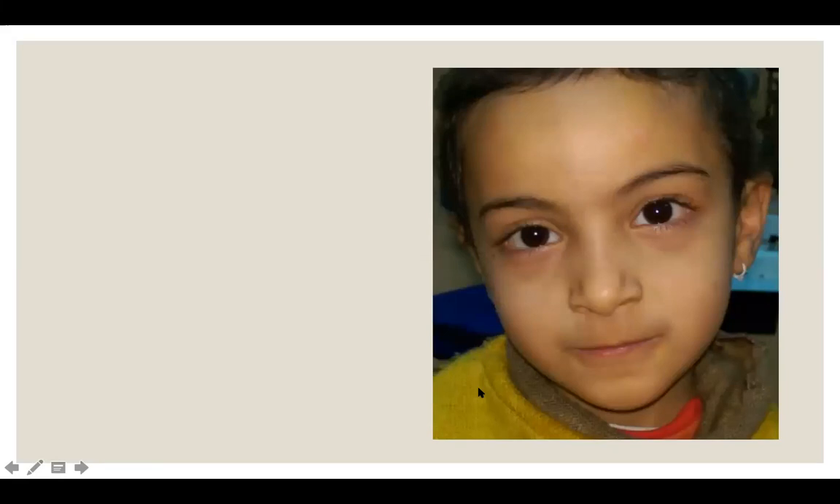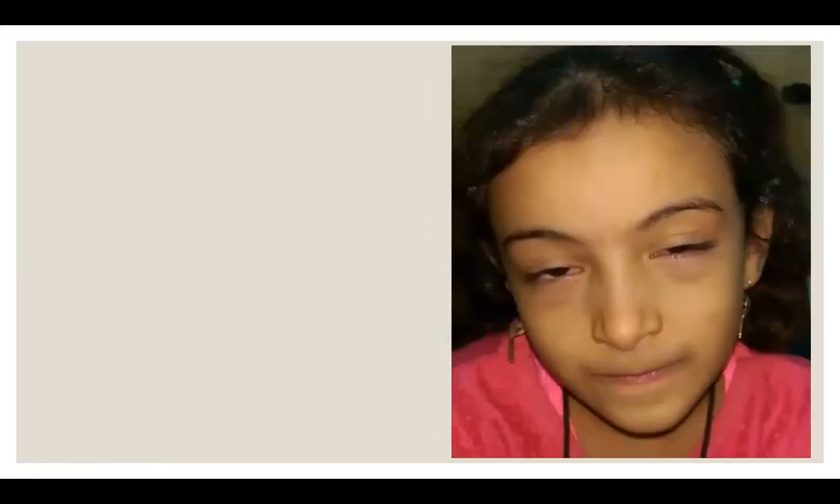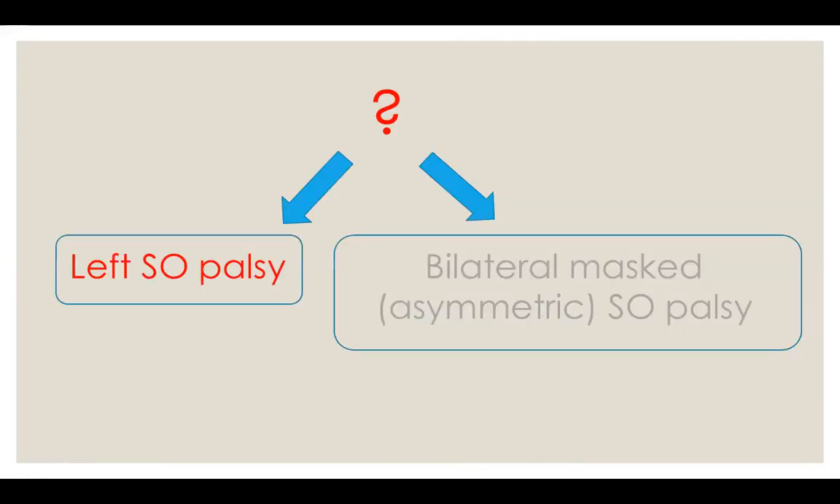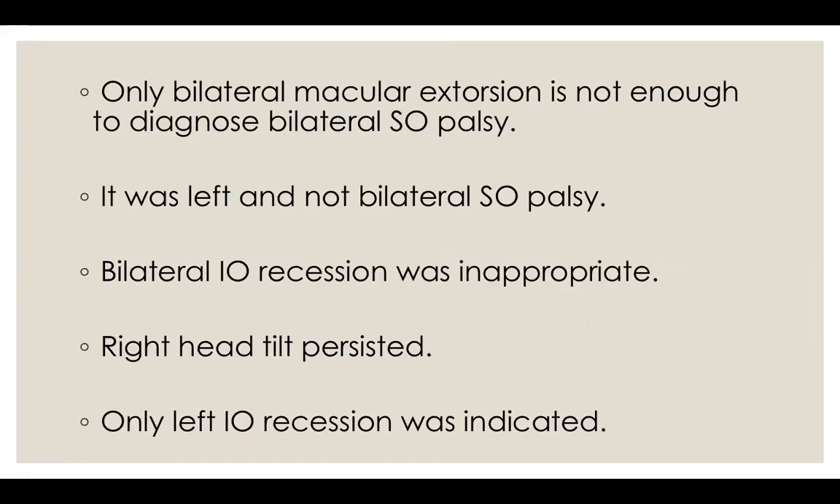One year later, she still had a right head tilt. And 3 years later, she still had a right head tilt. So it was actually a left superior oblique palsy and not a bilateral masked superior oblique palsy. So to conclude, finding only bilateral macular extorsion is not enough to diagnose bilateral superior oblique palsy. In this case, it was left and not bilateral superior oblique palsy, and bilateral inferior oblique recession was inappropriate because the right head tilt still persisted. So only left inferior oblique recession was indicated in this case.